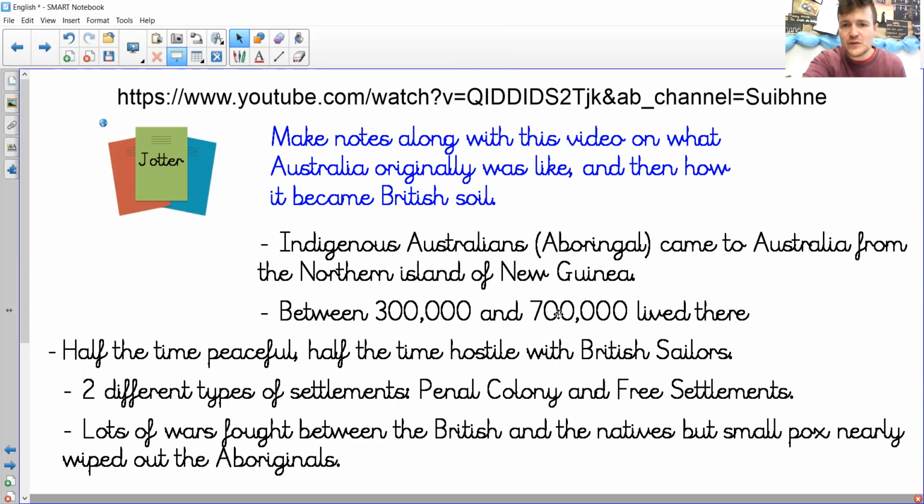Between 300 and 700,000 people lived there. Half the time peaceful, half the time hostile with British sailors. That was just a quick note I made. Hostile means sort of violent towards somebody. Two different types of settlements, penal colony and free settlements, and lots of war fought between the British and the natives, but smallpox nearly wiped out the Aborigines.